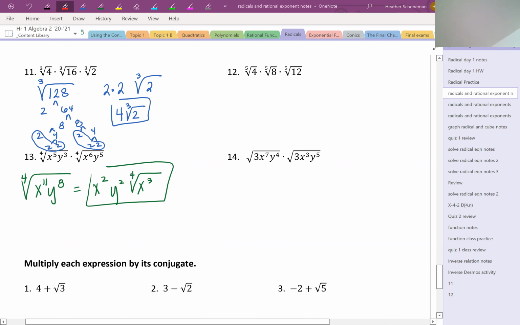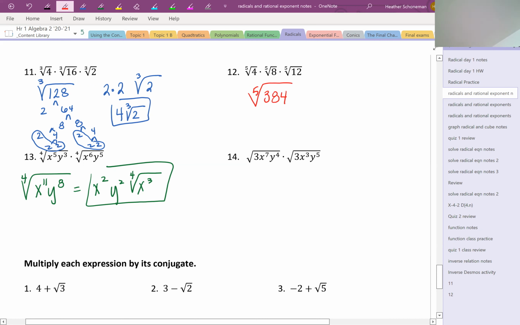If you've got multiple radicals multiplied together and you've got the same number on the shelf of the radical, your goal is going to be to merge them into one radical, and then you can go ahead and simplify it. So on number 12, they all have a 5 on the shelf, so we need to take the fifth root, but we're not going to take that fifth root until we combine them into one radical. Well, 4 times 8 is 32, and 32 times 12 is 384. So that's going to give us the fifth root of 384.